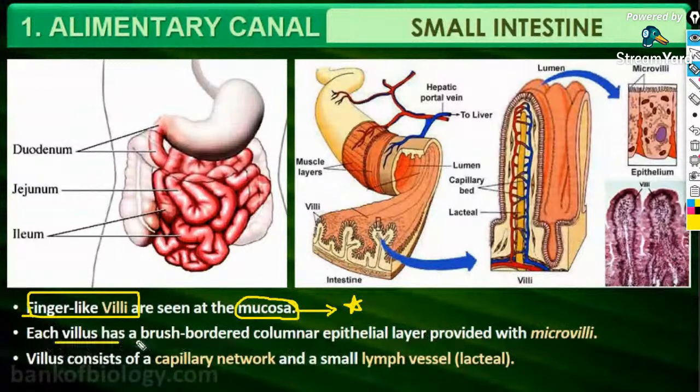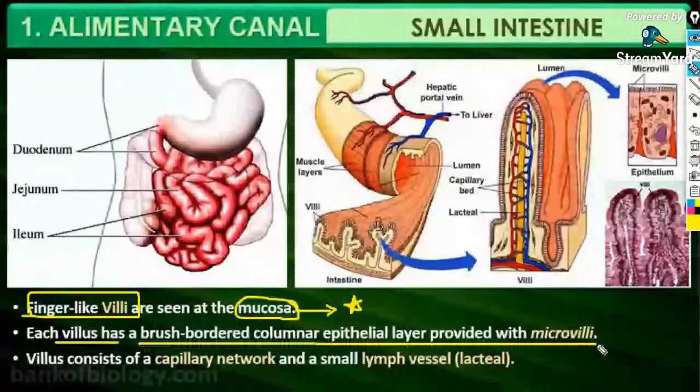Each villus has brush-bordered columnar epithelial cells provided with microvilli. Guys, these are cells which have cilia-like projections, just small microvilli like this. Columnar cells having microvilli. Just these finger-like projections. There are certain cells like this. Clear? So you have to learn that by heart.